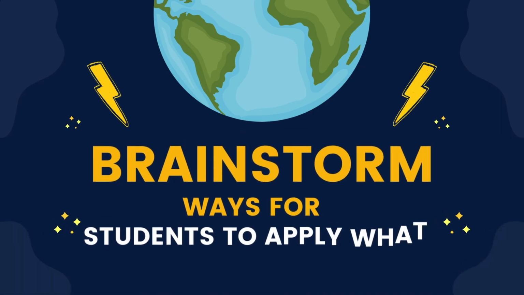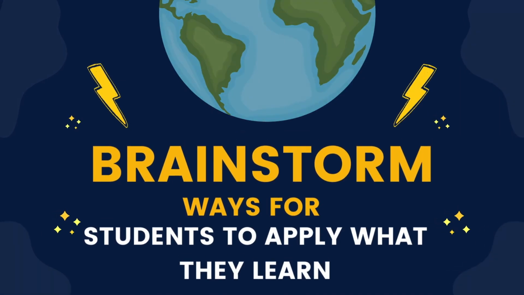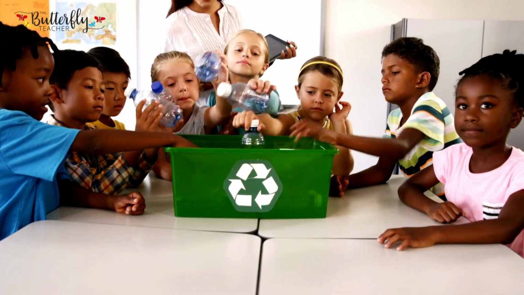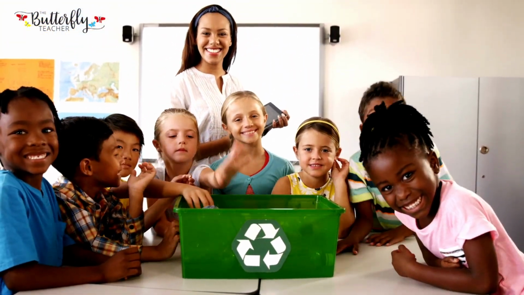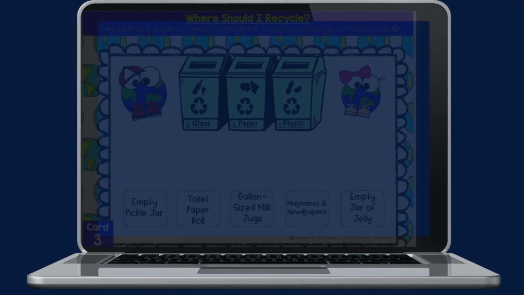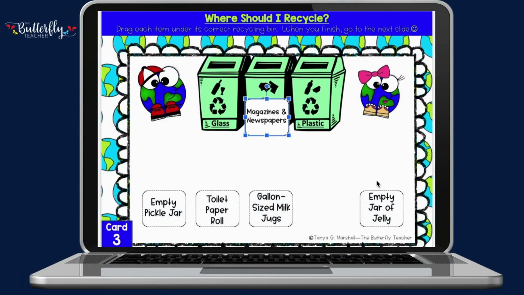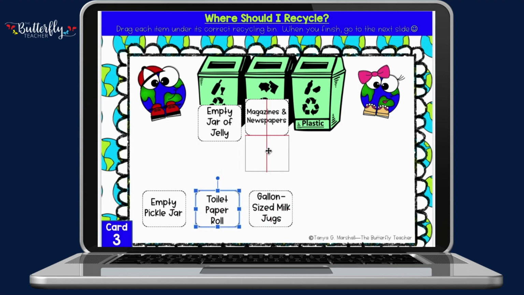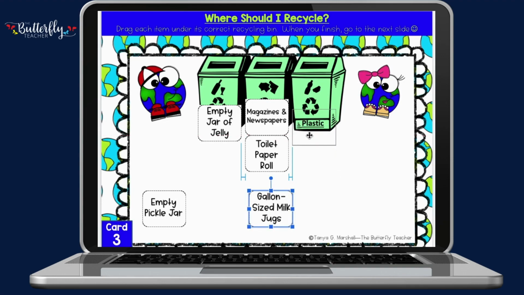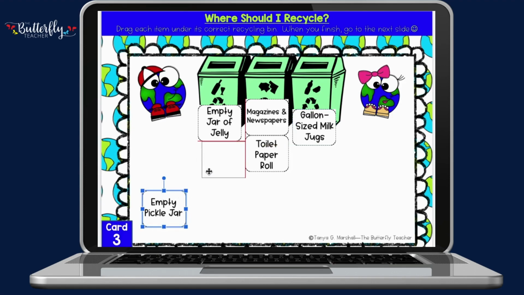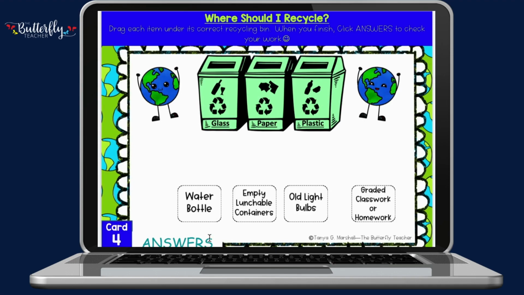This leads directly into brainstorming ways for students to apply what they learn. As your students understand action words for how to care for the earth, now it's time to put those into action. To get those brain wheels turning, I like to use an example of a drag and drop activity. This is a digital activity where students will practice what to recycle and where to recycle these items. I would also do this with reusing items and reducing waste because it's a fun way for students to really think about how to take care of the earth.